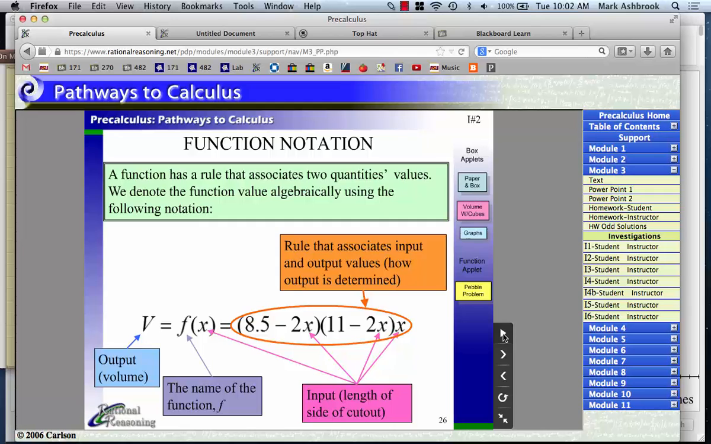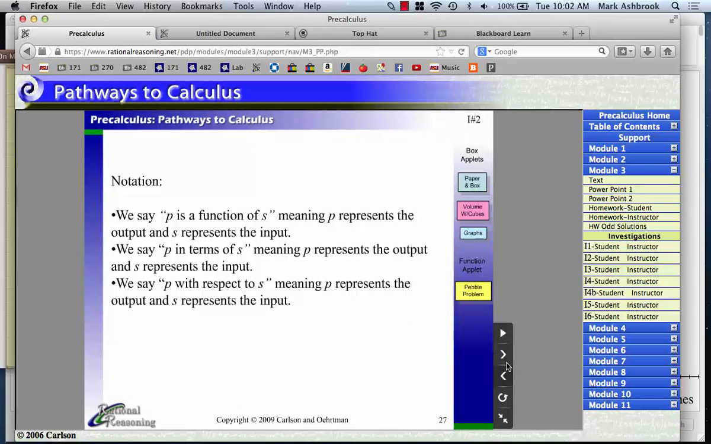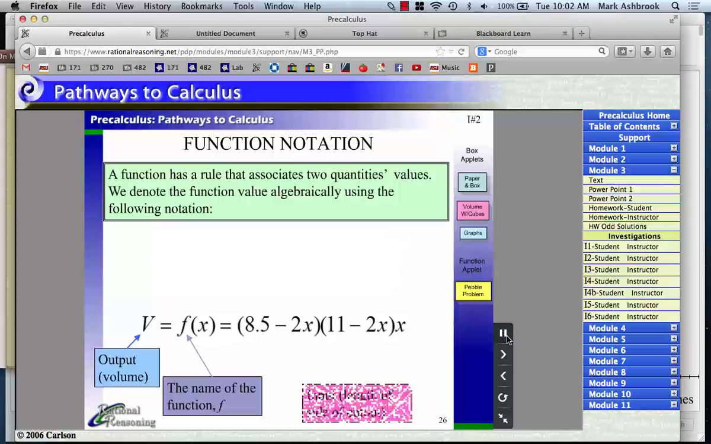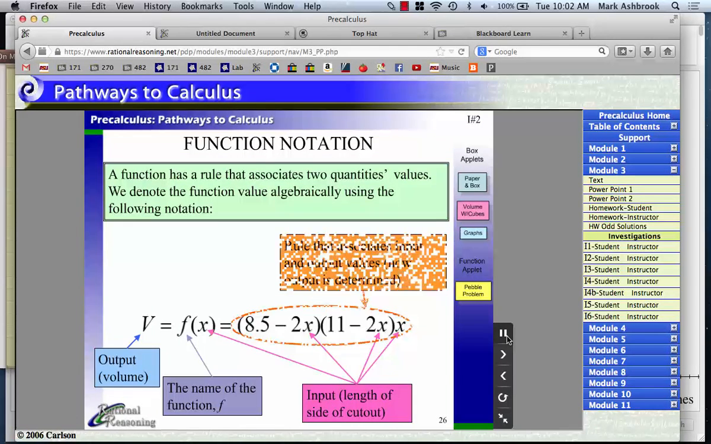Sorry if you can't see this. This is saying that X is the input. Okay, so this is a function definition. It includes the name, the input, and the rule.